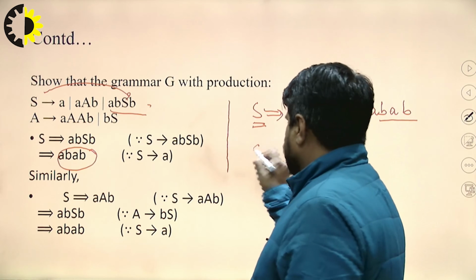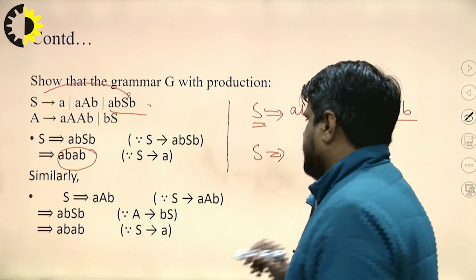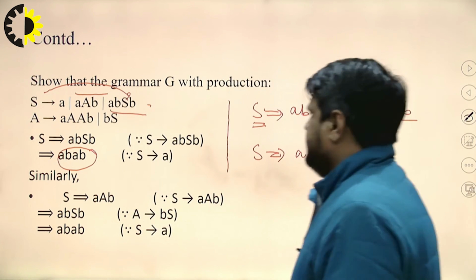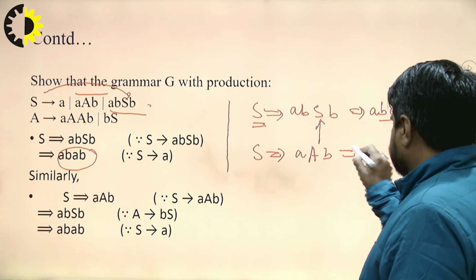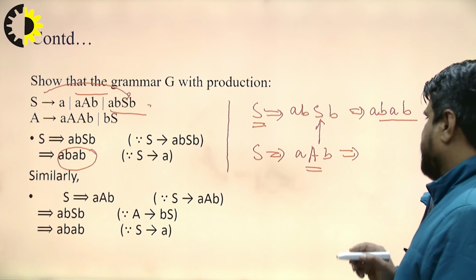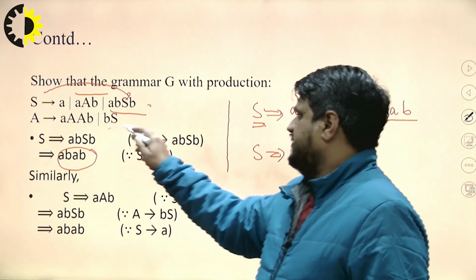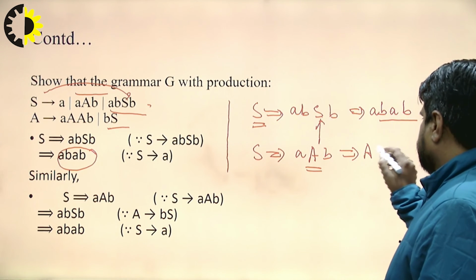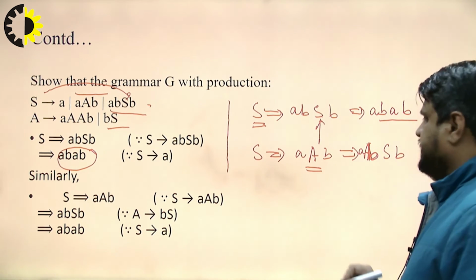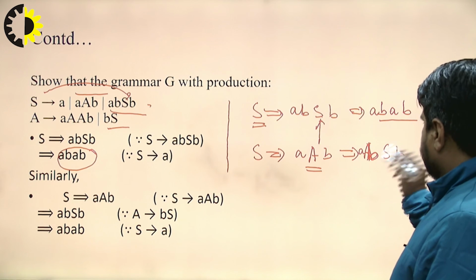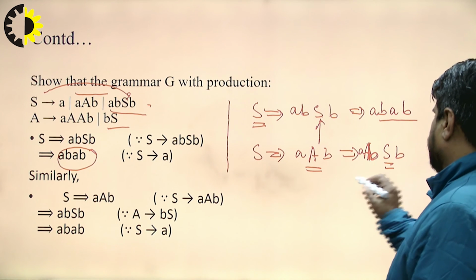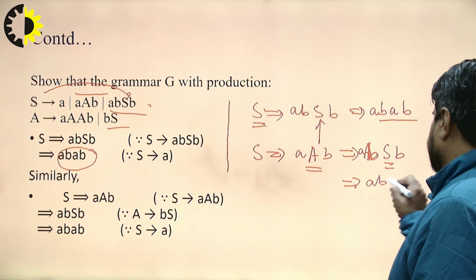Another way is S derives AAB, if I choose this particular production, right? After that, you can see the extreme left symbol that is a non-terminal is A. So this A gets replaced by BS, right? So we get B, A, B, S, B, right? A, B, S, B. After that, this S gets replaced by what? You will require A. So you will replace it by A. So you will get A, B, A, B.